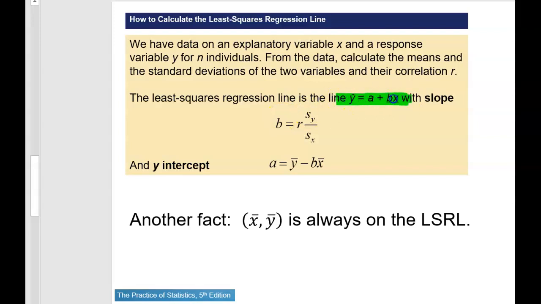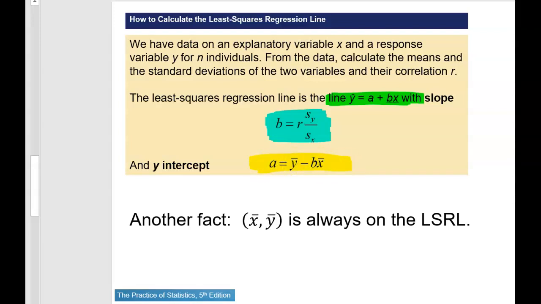So the regression line is y hat equals a plus bx, that I just highlighted in green, and the formula for slope is here in blue. The slope is the correlation coefficient r times the standard deviation of y divided by the standard deviation of x. And in order to find the y-intercept, we can use the formula below it: the y-intercept is y bar minus b times x bar. So I just highlighted that.